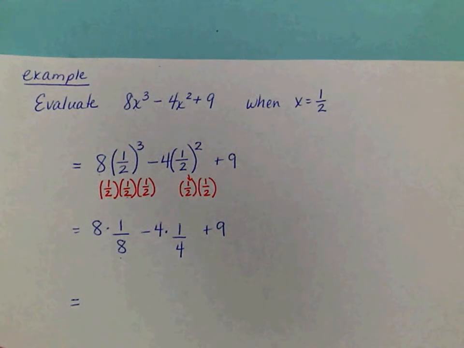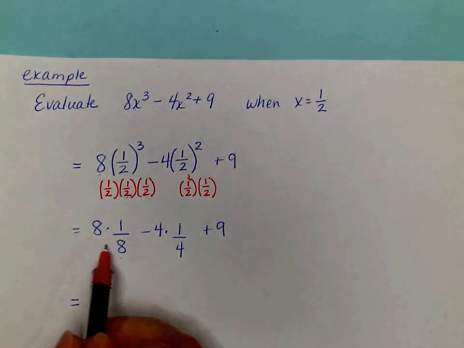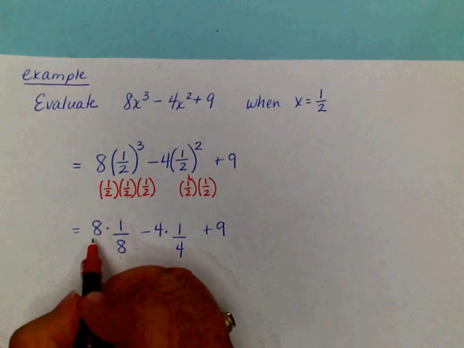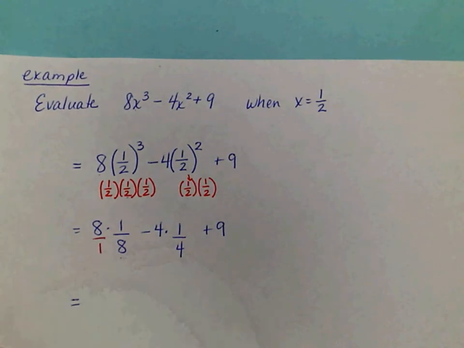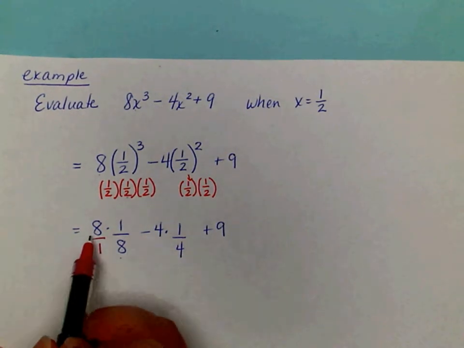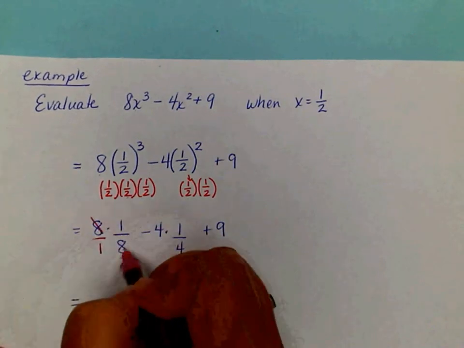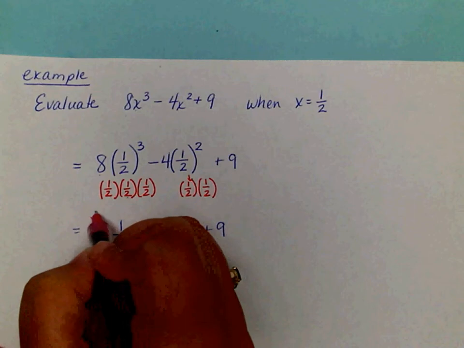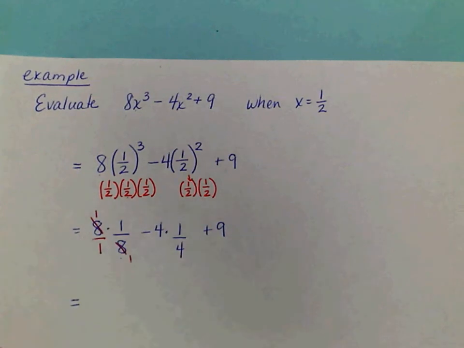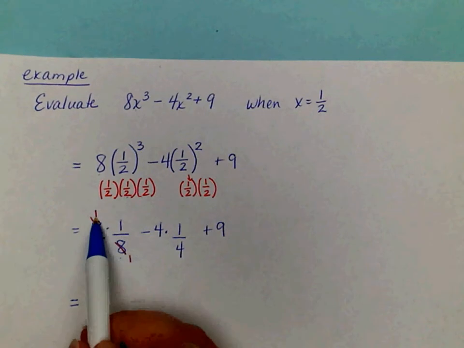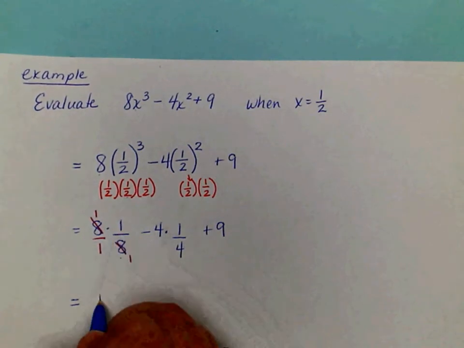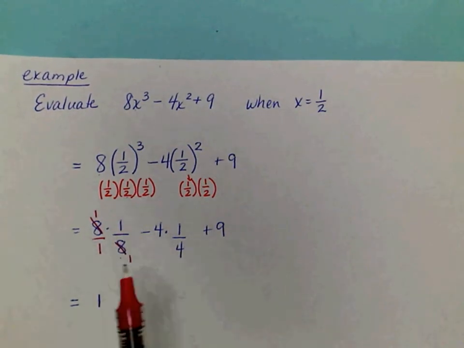Next thing you want to notice is we've got this 8 times 1 over 8. And if you like, you can write that as 8 over 1. And notice what happens. There's an 8 in the numerator, 8 in the denominator. Those 8s actually divide out with each other. And as they divide out, they leave behind a value of 1. So now we have in the numerator 1 times 1, which is 1, over 1 times 1, which is 1. And you don't have to write your denominator of 1.